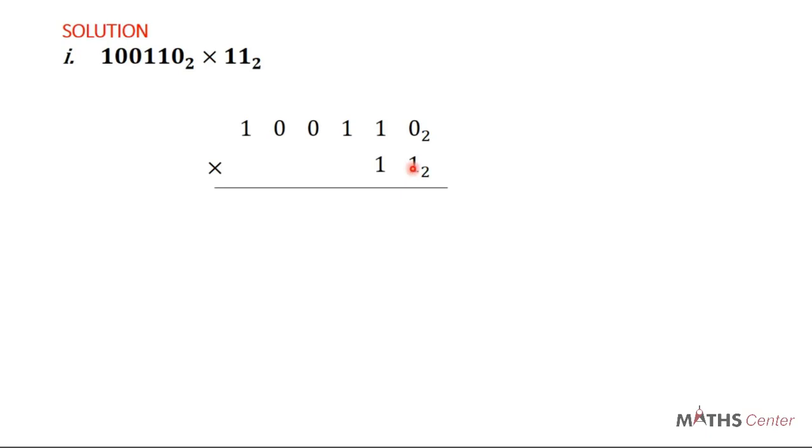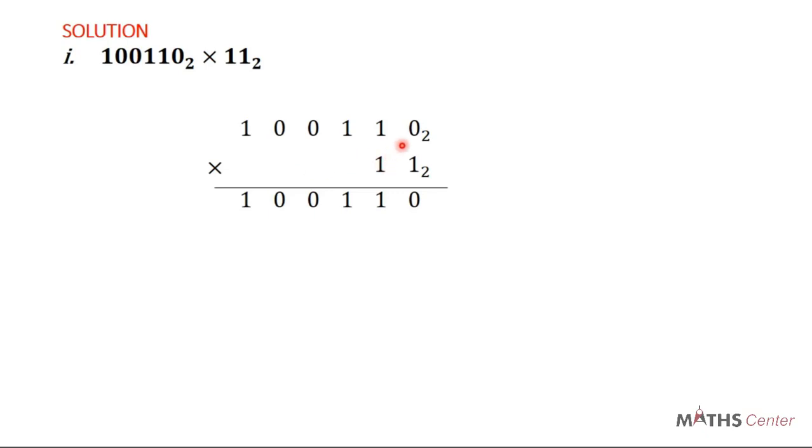So 1 times 0 gives us 0. 0 in base 2 is 0, so you write 0. 1 times 1 will give us 1. 1 in base 2 is 1. 1 times 1 again will give us 1. 1 in base 2 is 1. 1 times 0 is 0. 0 in base 2 is 0. 1 times 0 will be 0. 0 in base 2 is 0. Then 1 times 1 will give us 1. 1 in base 2 is 1.